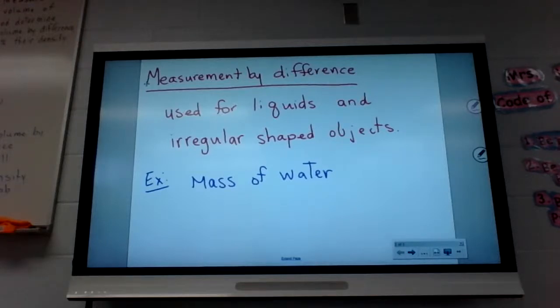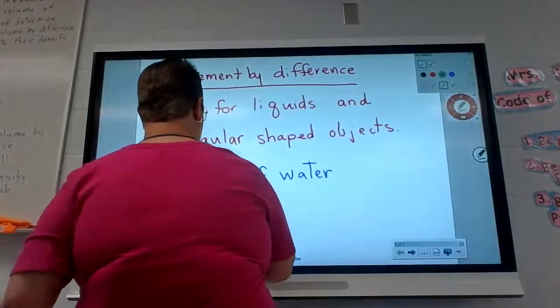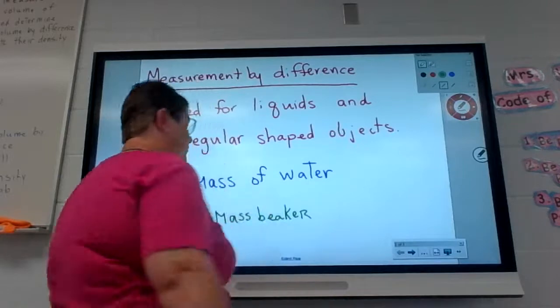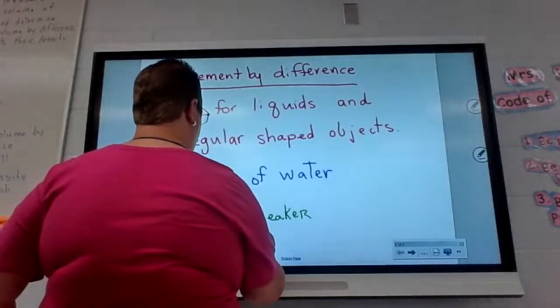So, what did we know yesterday to find the mass of water? Can anybody tell me what we had to use or what did we know? We had to subtract. So what two things do we know? What two things did you measure? The mass of something. Okay, we had to know the mass of the beaker. And what else do we have to know? Yep. We had to know the mass of the beaker and the water.